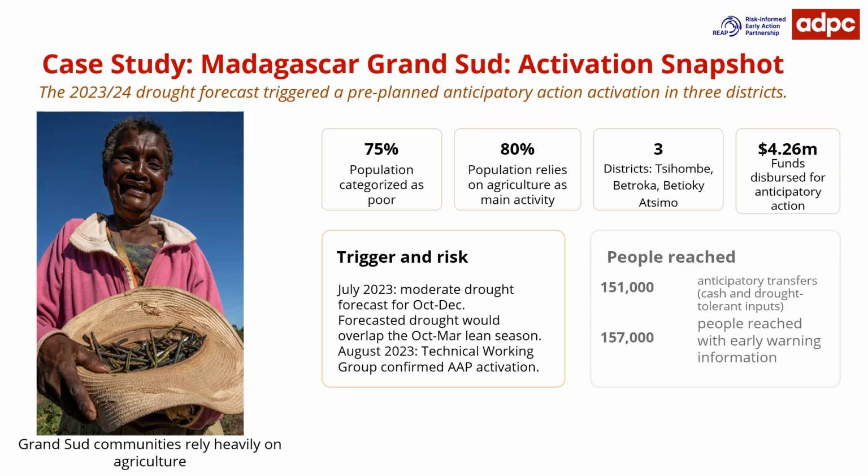People reached. 151,000 people received anticipatory transfers, in the form of cash and drought-tolerant inputs. And 157,000 people were reached with early warning information. Source: WFP, 2025.